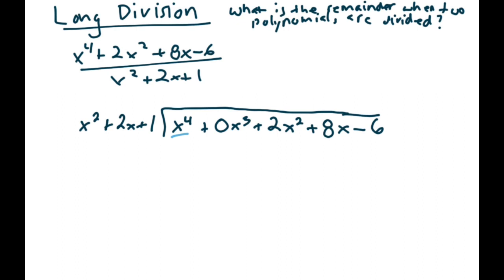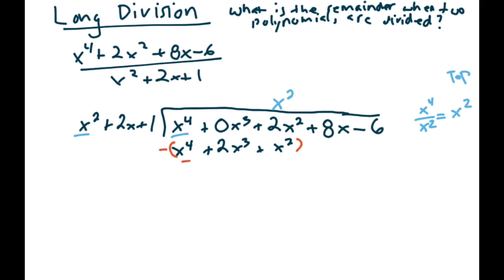So again, we start off by dividing our first two terms. x to the 4th divided by x squared gives me x squared. This goes on top. We then multiply x squared times x squared plus 2x plus 1. We put all three terms below. So we'll get x to the 4th plus 2x cubed plus x squared. And we subtract down.